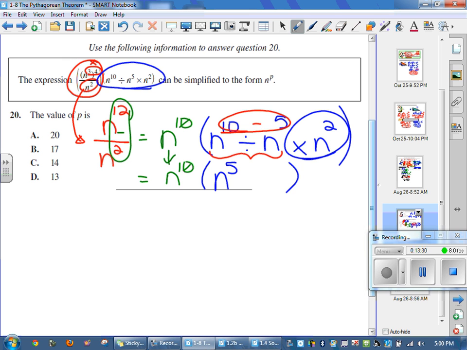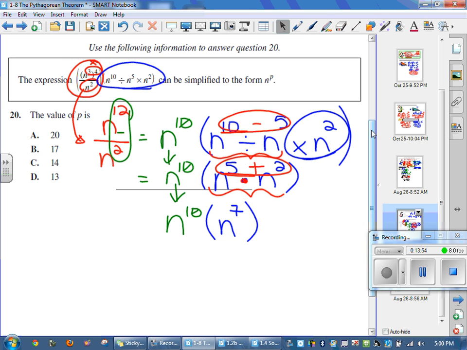Again, with BEDMAS, I have to solve in brackets first. So I'm going to solve that part. Because I'm multiplying and the bases are the same, I'm going to add the exponents. So my green n10 still comes down, and now my bracket simplifies to n exponent 7. As a result, now when they're written side by side, they mean multiply. I have the same base, so I can add the exponents. That's the rule. So now that results in n exponent 17.